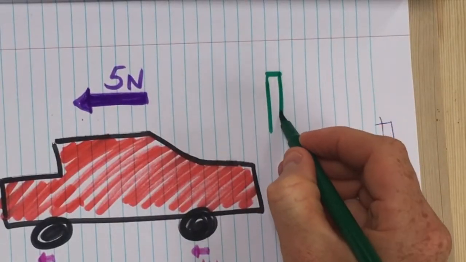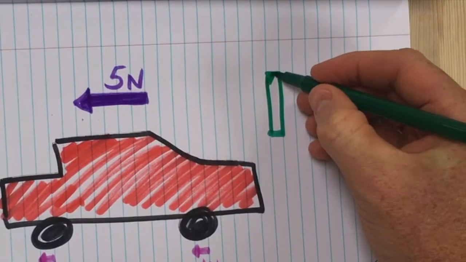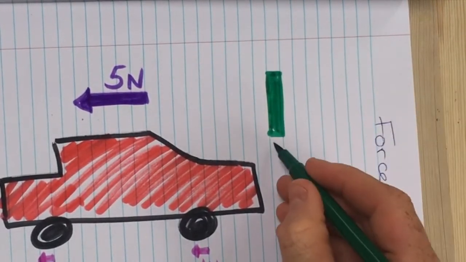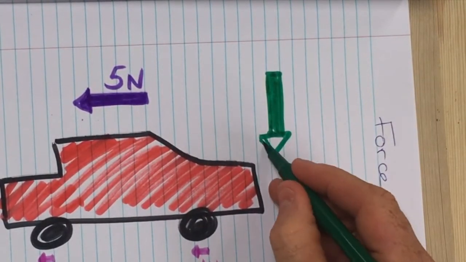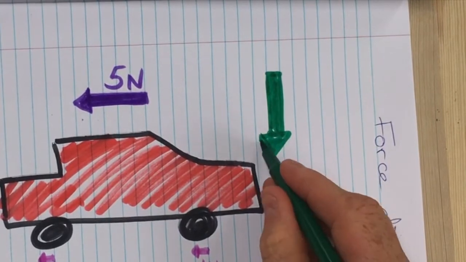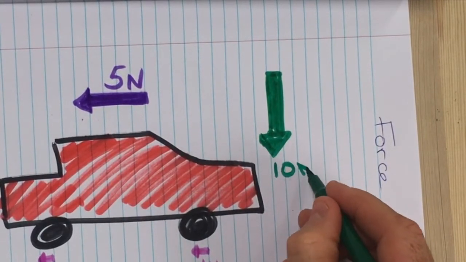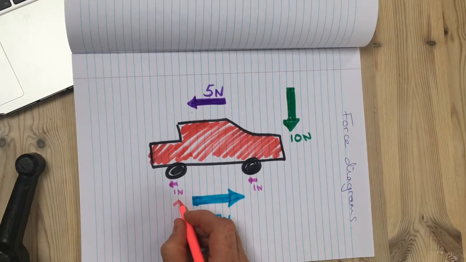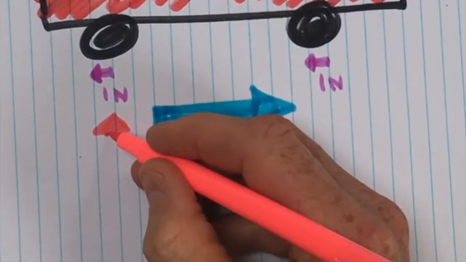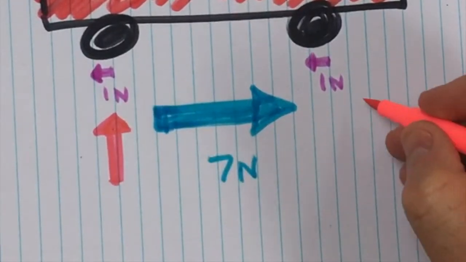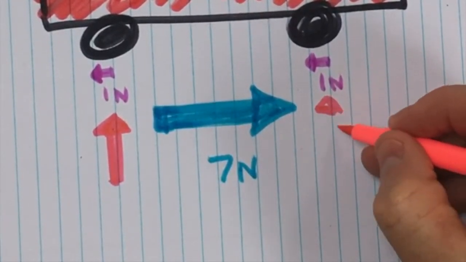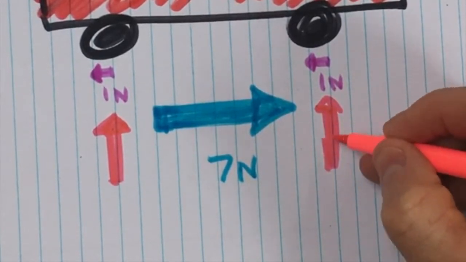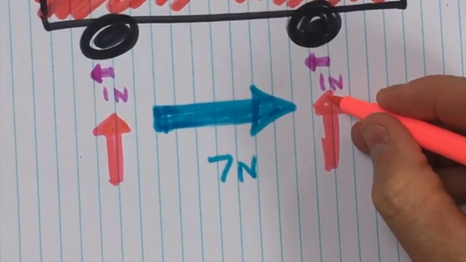Another force on any object with a mass that's not in space will be weight, and weight is a force due to gravity, so that is pulling down towards the center of the earth. And let's say this has got a weight of 10 newtons. Now because this vehicle is on the ground, it is not flying and it is not sinking through the floor, there must be an equal and opposite reaction force.